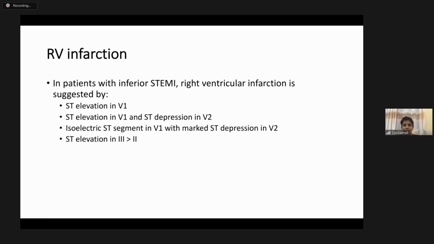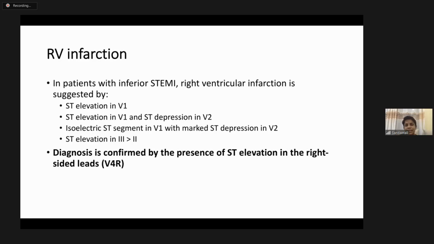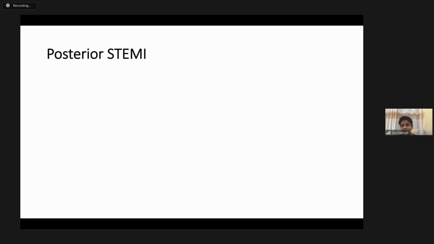As I told you several times now, RV infarction usually comes with inferior STEMI, and it is suggested by several criteria. The commonest one you want to know is ST elevation in V1, and it is confirmed by the presence of ST elevation in the right-sided lead, which is V4R. That is the one we usually record.